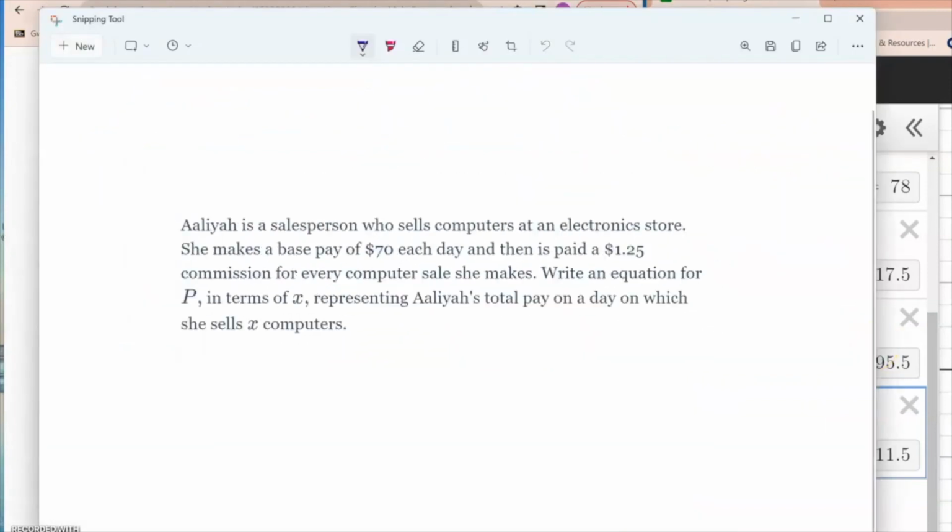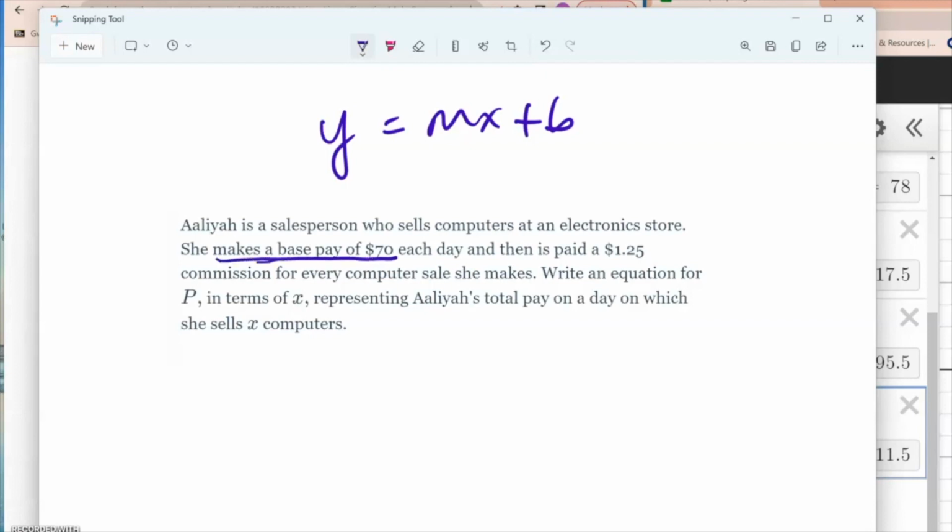All right, so Aliyah, salesperson. So again, remember you're doing y equals mx plus b. And you just need to find where's my initial, how is it changing? That's all you need. So find your first number. She makes a base pay of 70. What's that? How it's changing or what it is? It is what it is. So that's plus 70, because it's positive.